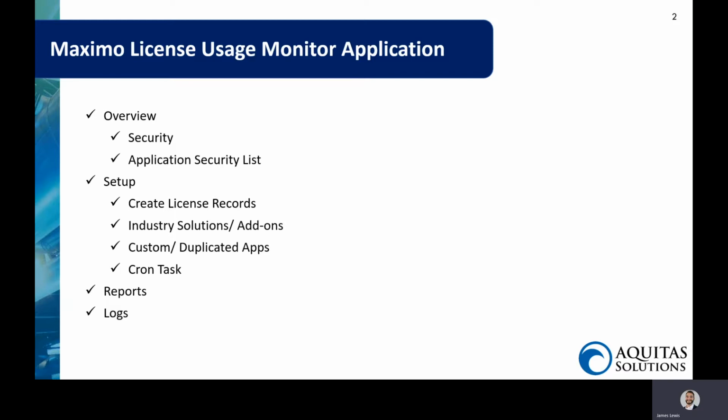While setting up this application won't fix licensing issues or control access, it will allow you to better maintain and follow your licensing agreement and determine what combination of licenses work best for your organization. Several topics I will discuss are the security access required to access the application, reviewing the application security list, creating license records for core Maximo and industry solutions, custom and duplicated applications, setting up a cron task, reports, and finally the logs for troubleshooting.